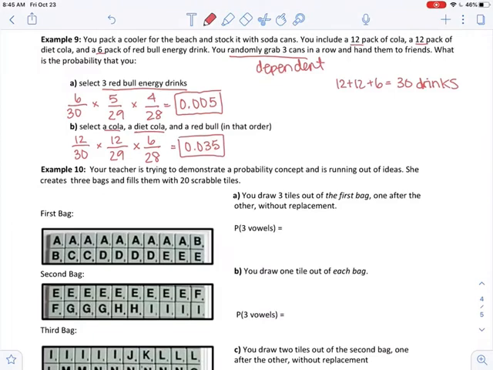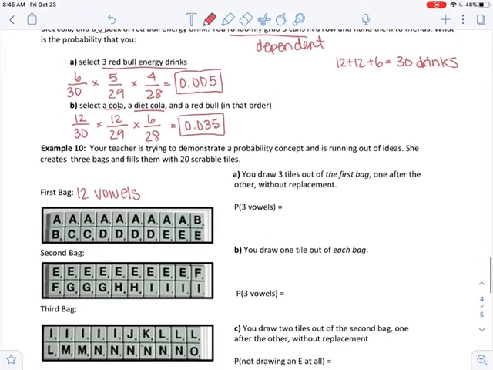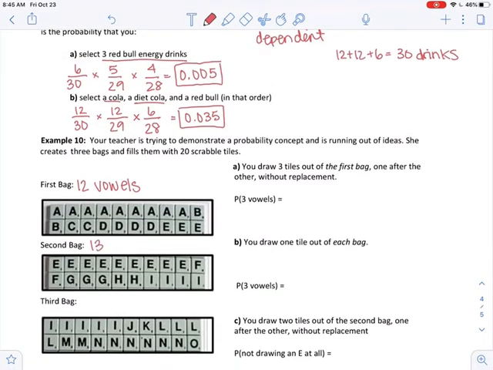For example 10, your teacher is trying to demonstrate a probability concept and is running out of ideas. She creates 3 bags and fills them with 20 Scrabble tiles. So first thing that I'm going to do with these bags is I'm going to count the amount of vowels in each bag. Remember, vowels are A, E, I, O, U. So my first bag has 12, the A's and the E's. My second bag has 13 vowels, which include the E's and the I's. And my third bag has the I's and the O's, which are 6 vowels total.